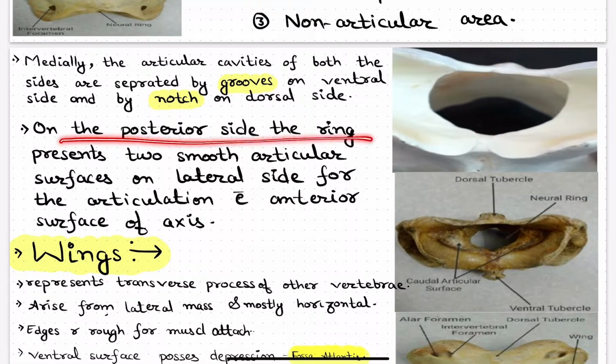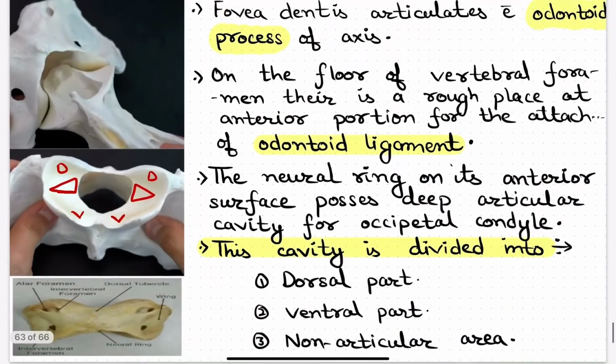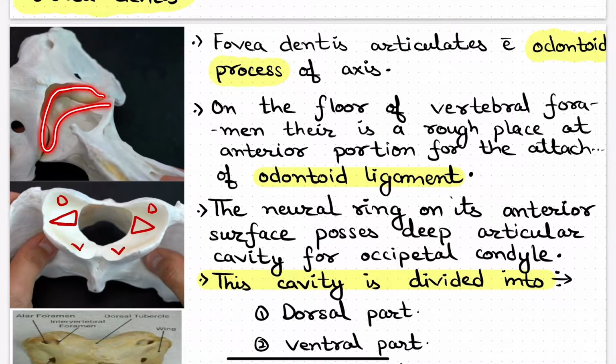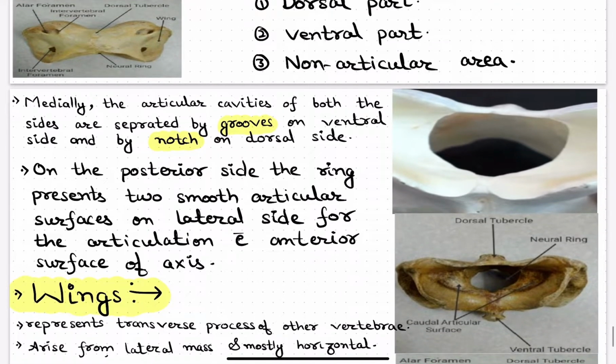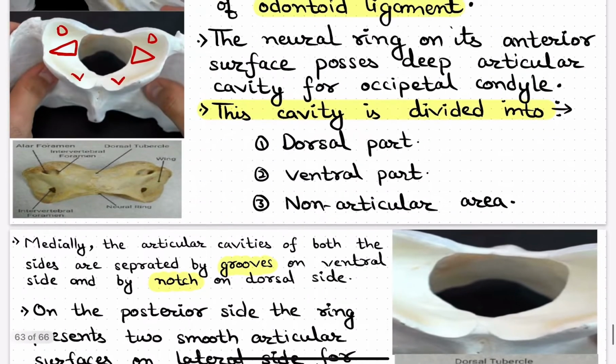On the posterior side of the ring are two smooth articular surfaces on the lateral side for the articulation with the anterior surface of the axis. What is it saying? It is saying that on the posterior side of the ring, this was the posterior side of the ring, here two smooth articular surfaces are present on the lateral side.